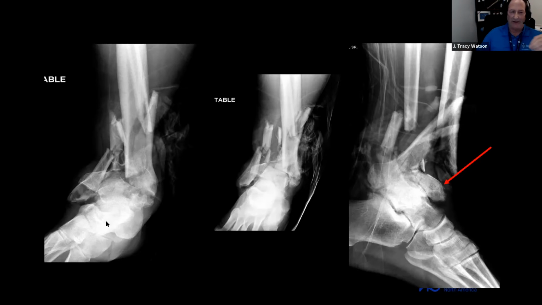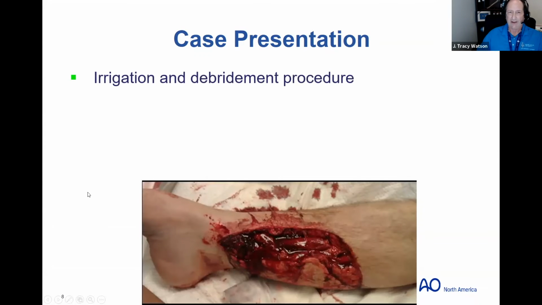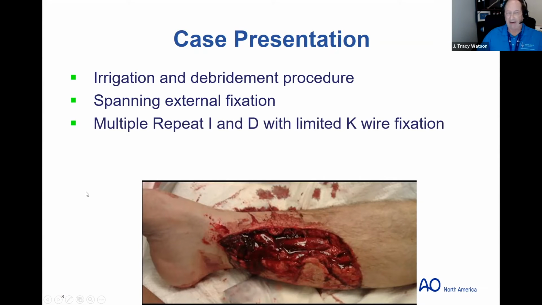So the key here is you don't want to make him any worse than he's already going to be. Here we're just kind of worried about amputation, so we're trying to make the best of a really crappy situation. The open wound wasn't so bad, and this is after a couple of debridements, but it was thoroughly contaminated. As you notice, everyone did a spanning external fixator.